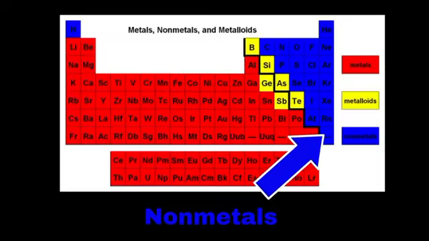The periodic table is divided into several key components, such as metals, nonmetals, and metalloids.